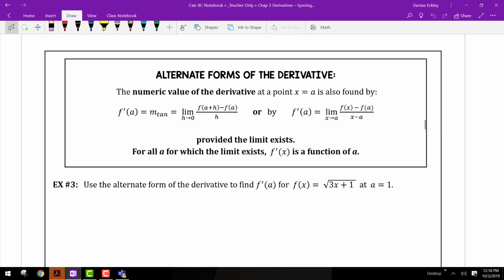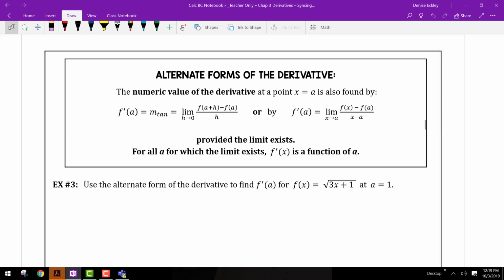So we've used this before. So f prime of a, which is the slope of our tangent line, is the limit as h approaches 0 of f of a plus h minus f of a over h. Or if you want to use a form that's more aligned with our typical slope formula, like a y2 minus y1 kind of thing, we have f prime of a equals the limit as x approaches a of f of x minus f of a over x minus a. And of course, these only work if the limits exist, and they only work for a's where the limit exists.